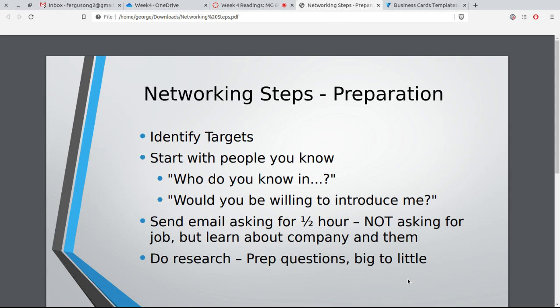And you want to go from big to little. Now, when I mean big to little, big questions would be, tell me about the overall organization. What is the culture like?